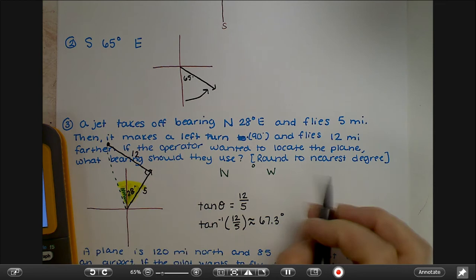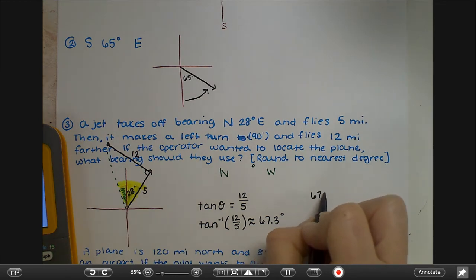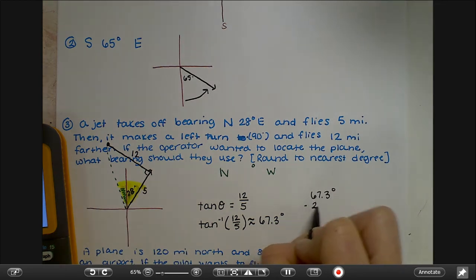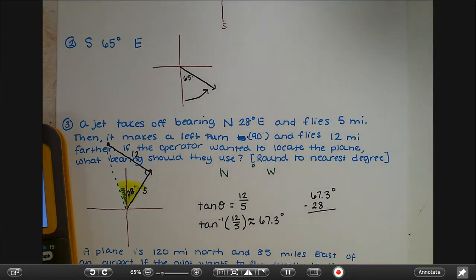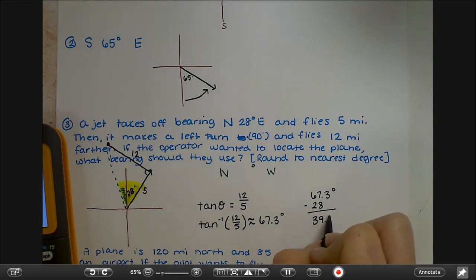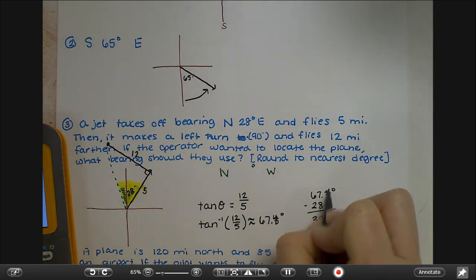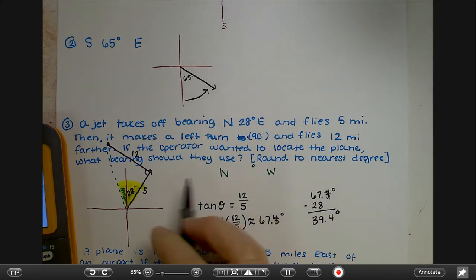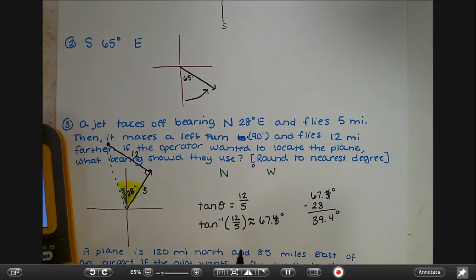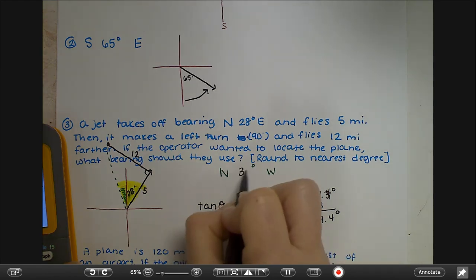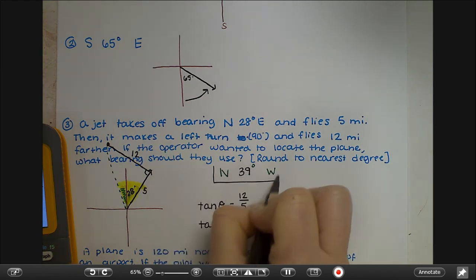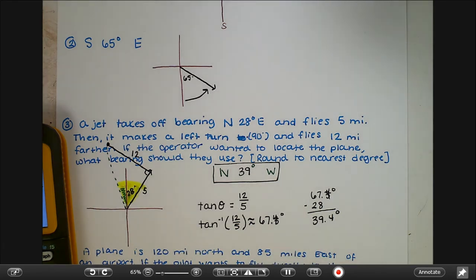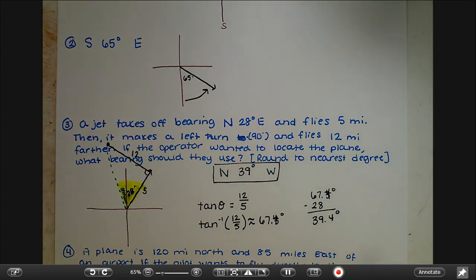That's the bearing. So we're going to take the 67.3 degrees and subtract from it 28 because we already used up 28, which leaves us with 39.3. Actually, it's 0.4. I should have done 0.4s on all these degrees. Now, looking back, it says that we need to round it to the nearest degree. So we're going to have 39 degrees west of north. And that's how you do it. And some will be more simple than that, and some will be more complicated than that. But it's all the same general idea.